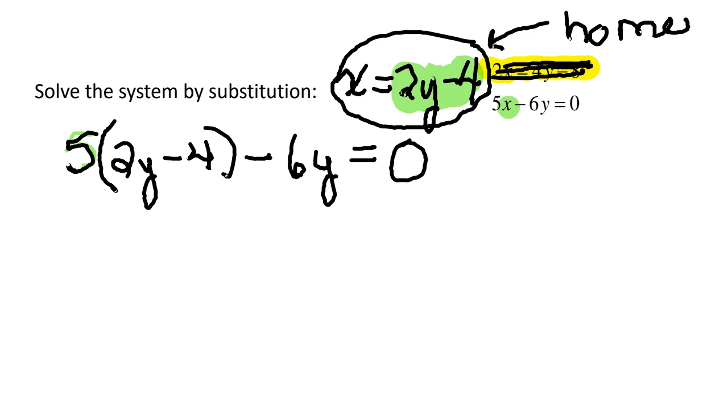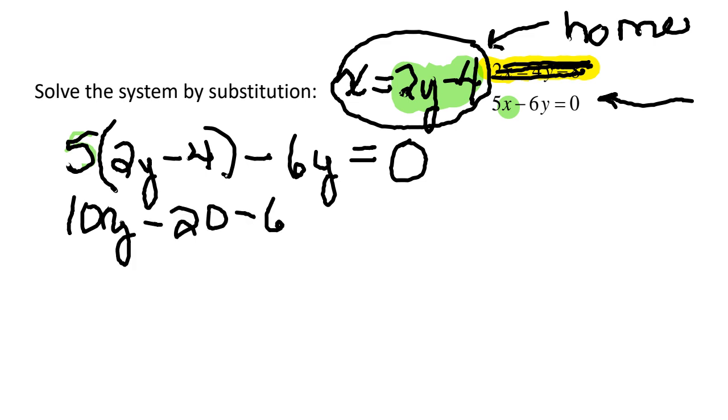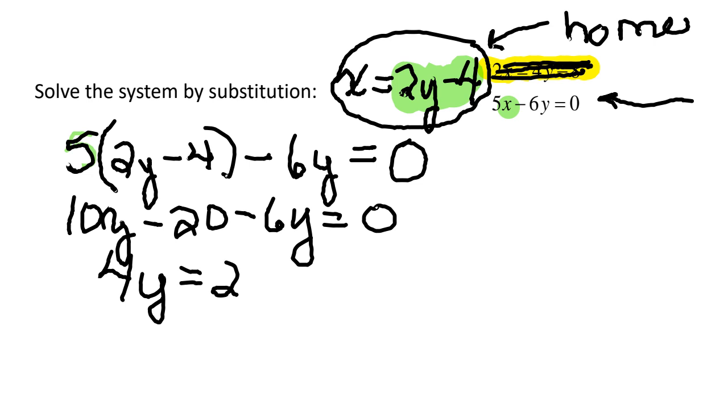Now, could you use fractions? Oh, yeah, but then you have to do the rest of this problem using fractions, and that's not always nice. This will give me 10y minus 20 minus 6y is 0. 4y, now I'm going to add 20 to both sides and divide by 4. Notice I have a very nice number.